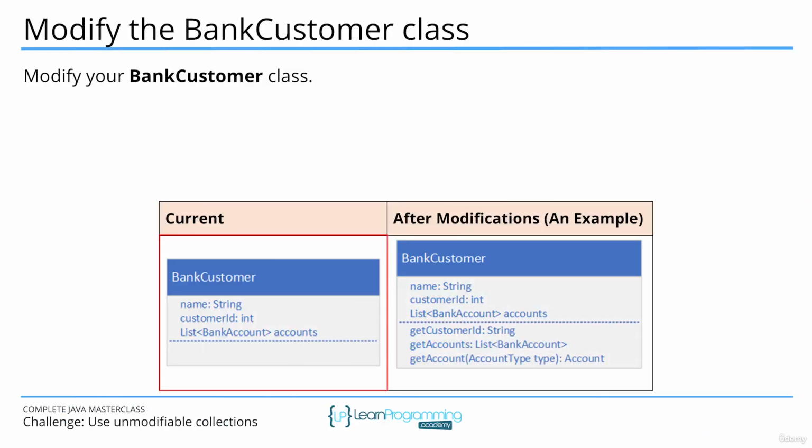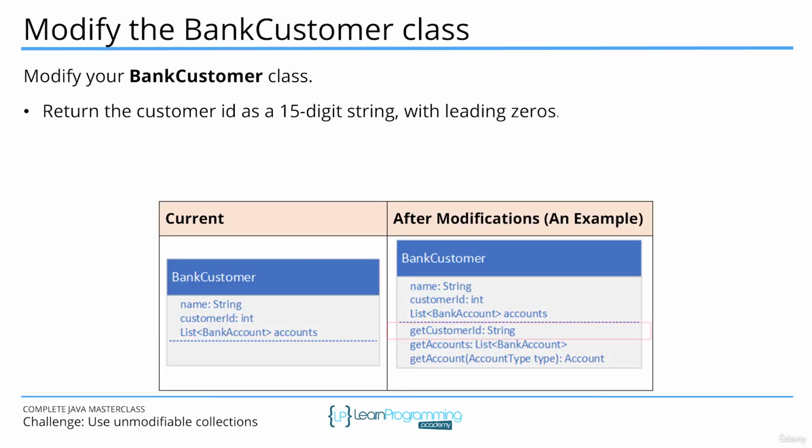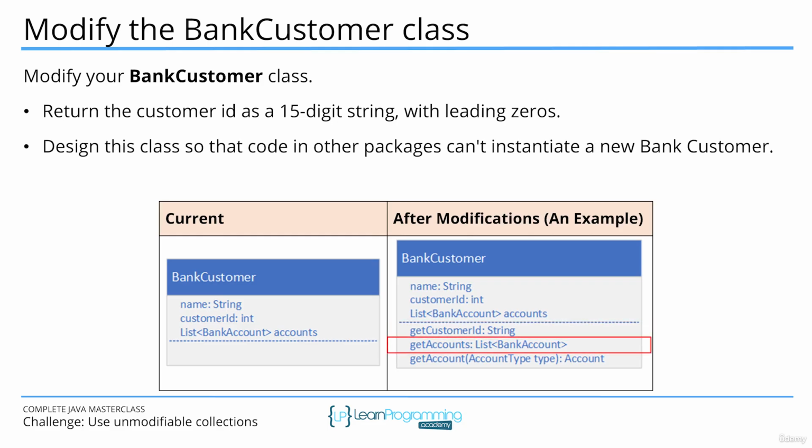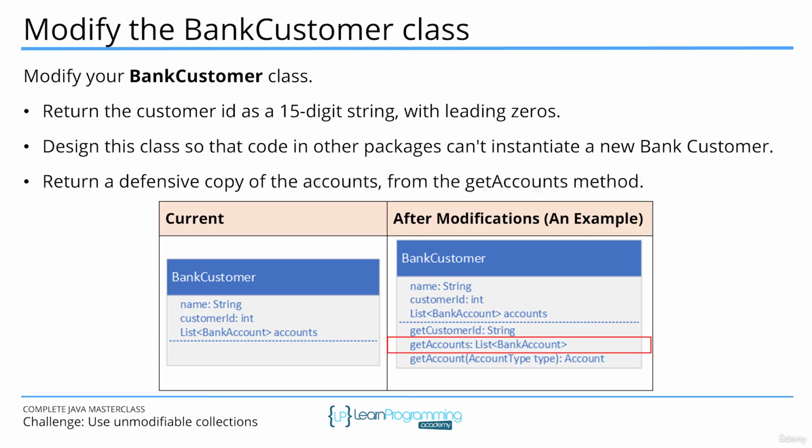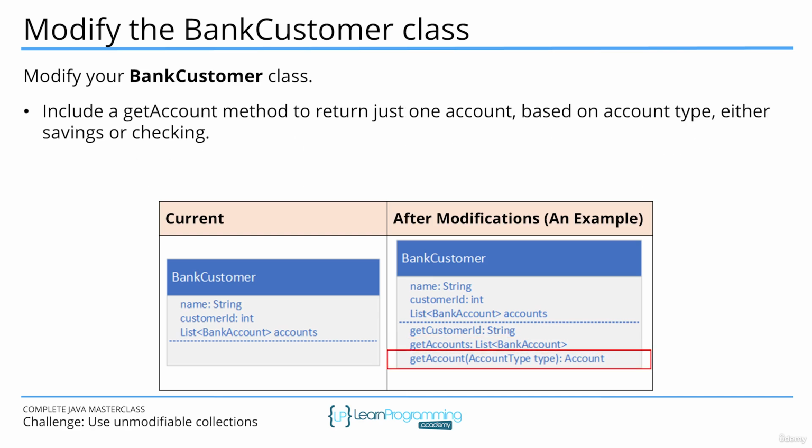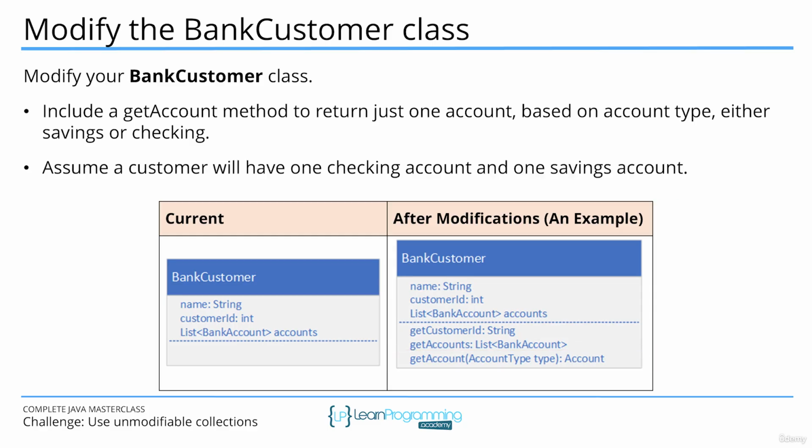You'll also need to modify your bank customer class. Return the customer ID as a 15-digit string with leading zeros. Design this class so that code in other packages can't instantiate a new bank customer. Return a defensive copy of the accounts from the getAccounts method. Include a getAccount method to return just one account based on account type, either savings or checking. Assume a customer will have one checking account and one savings account.